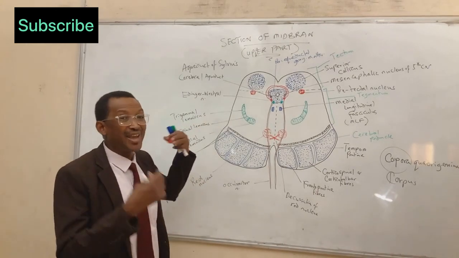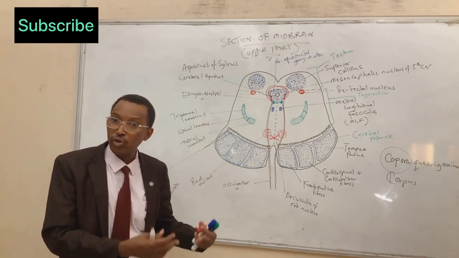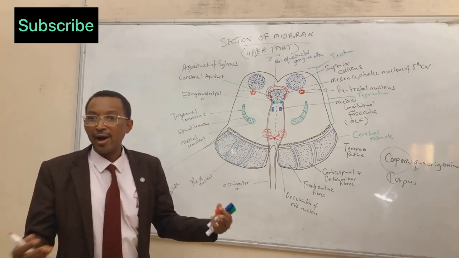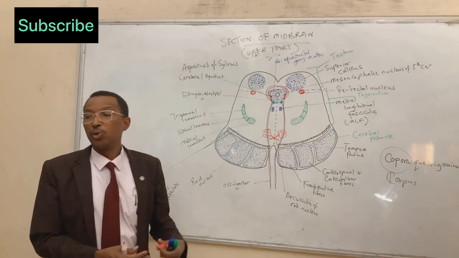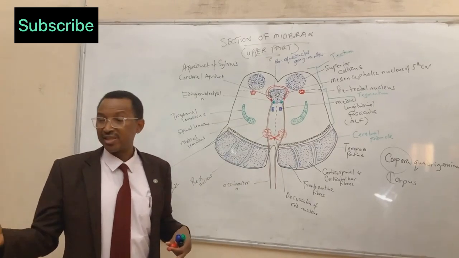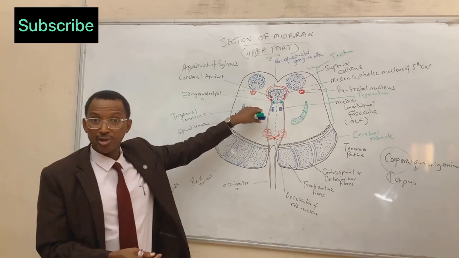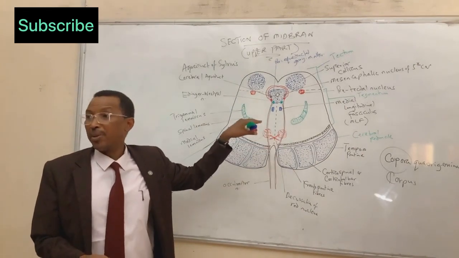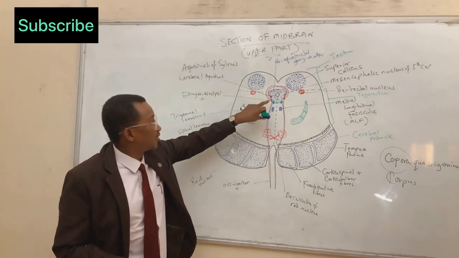But for the head and the neck, we said that information of pain, temperature, crude touch and pressure passes through the trigeminal nerve. Through that trigeminal nerve, I was discussing the three nuclei: the mesencephalic nucleus, the pontine nucleus, then the spinal nucleus. So the mesencephalic nucleus of the trigeminal nerve is this one here.